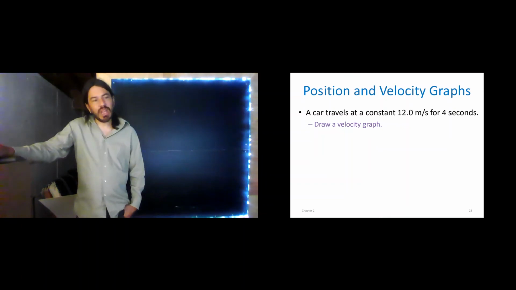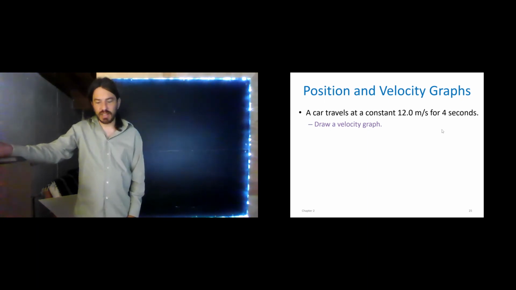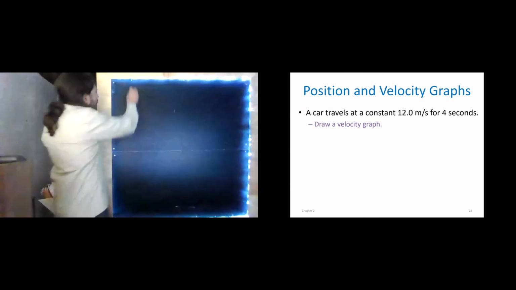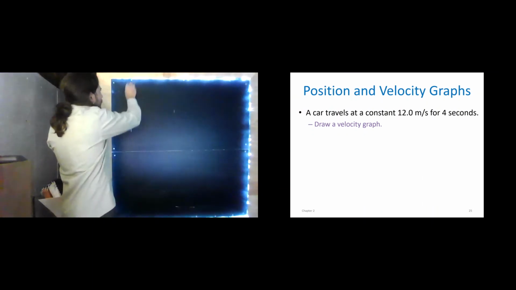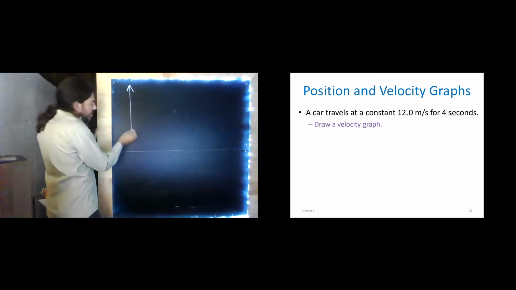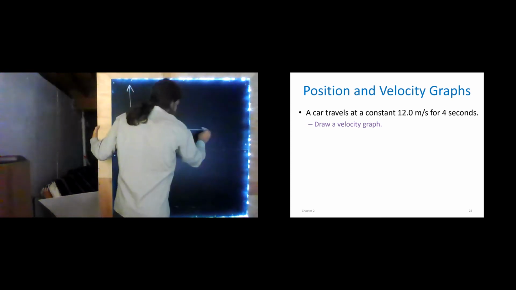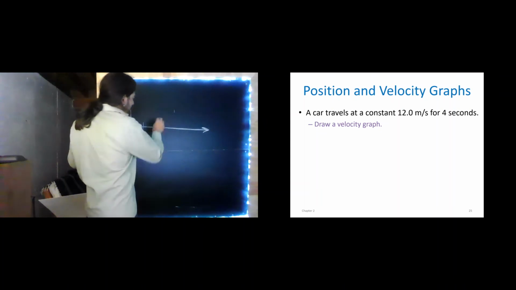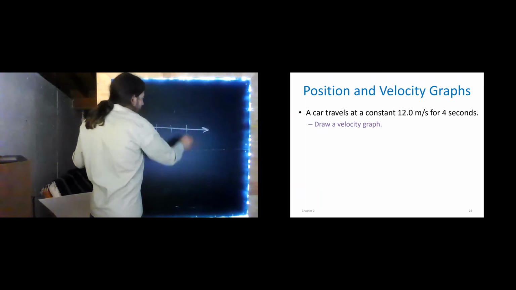Let's do another example. A car travels at a constant 12 meters per second for 4 seconds. Draw a velocity graph. Okay, I can do that. So, I didn't say velocity versus time. I probably should have. We should interpret this as a velocity versus time graph. For 4 seconds. 1, 2, 3, 4.